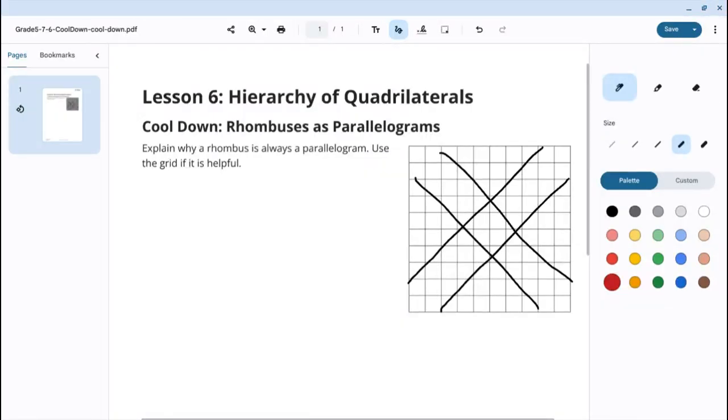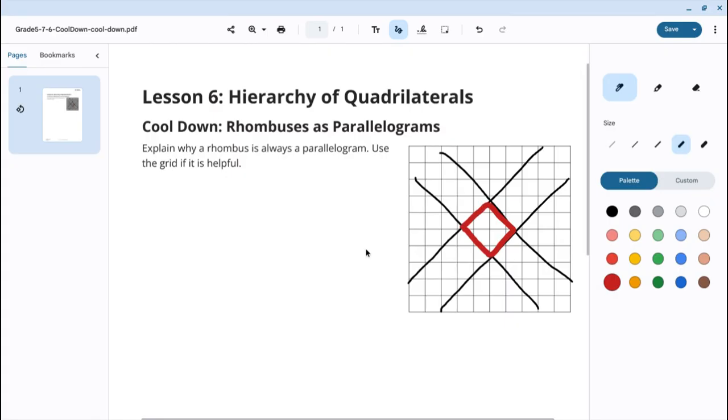We are asked to explain why a rhombus is always a parallelogram, and it encourages us to use the grid if it's helpful. So I want you to notice with my hand, so yes, this is not perfect, but I have tried to show two different sets of parallel lines. So I have two different sets of parallel lines going one diagonal direction and two different sets of parallel lines going the other diagonal direction. Now inside this, I see a rhombus, right? So that is a rhombus that I have just outlined in red.